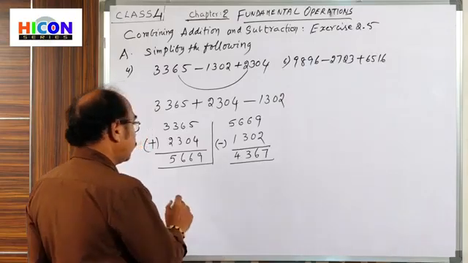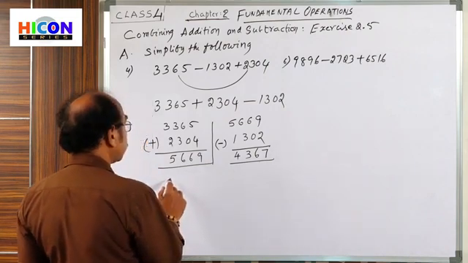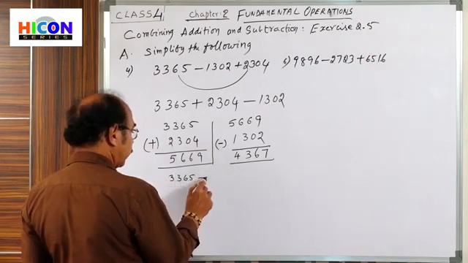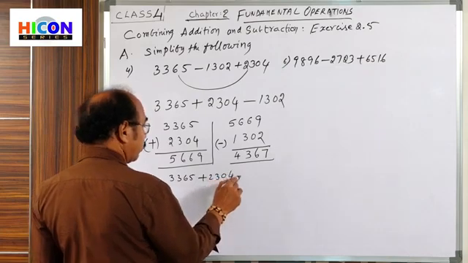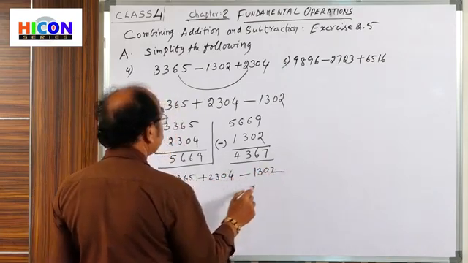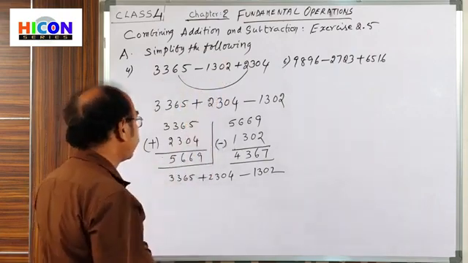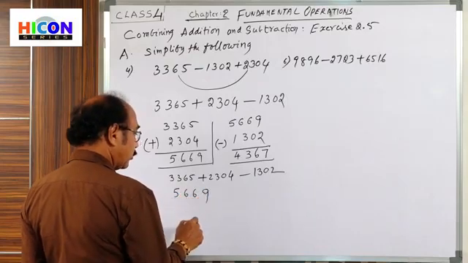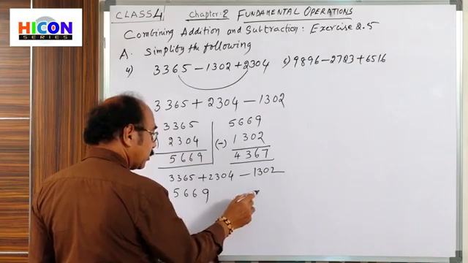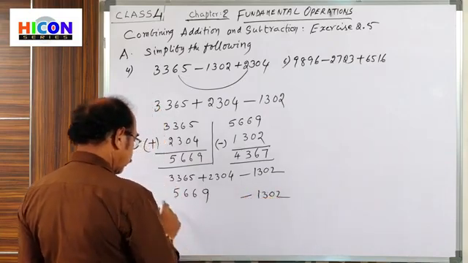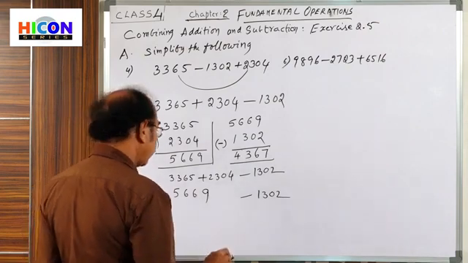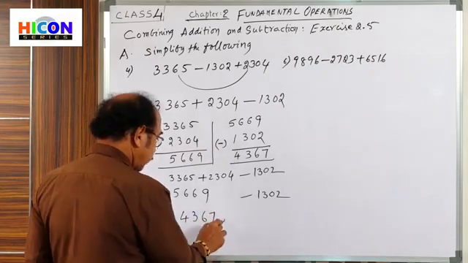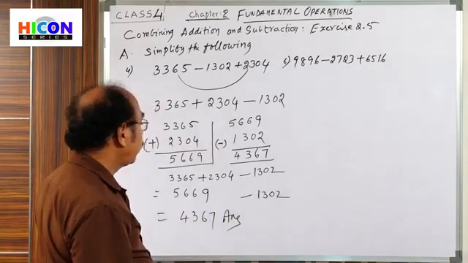So here, write the steps now. 3365 plus 2304 minus 1302. The two numbers 3365 and 2304 are added. How much did we get? 5669. The two numbers' total minus 1302. Okay, children. After that, what did we get here? 4367. This is the answer of this problem.